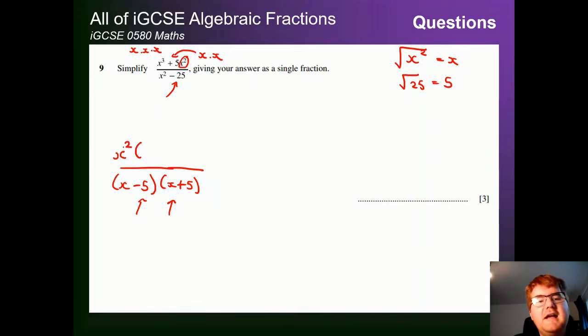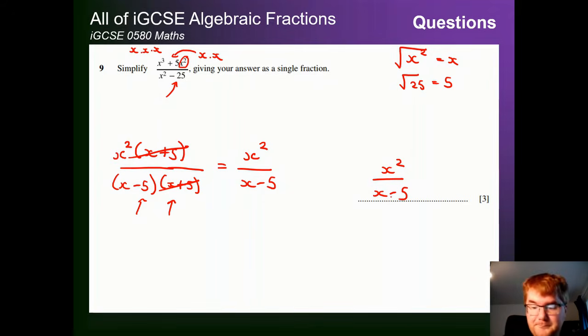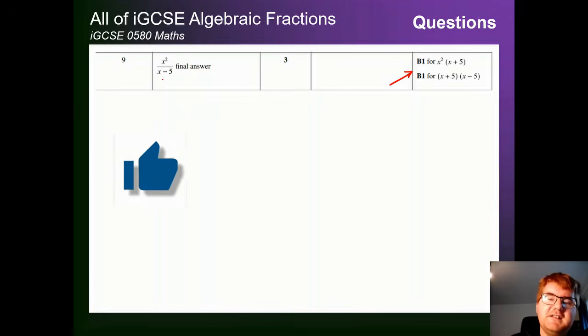What do we multiply x squared by to get x cubed? Just an x. What do we multiply x squared by to get 5x squared? Plus 5. And lo and behold, we have a common factor above and below. We cross it through. It's always so satisfying when you do that. And that gives you x squared over x minus 5, which we can pop in to our final answer here. So, have a look through. Again, you can see the method marks here.